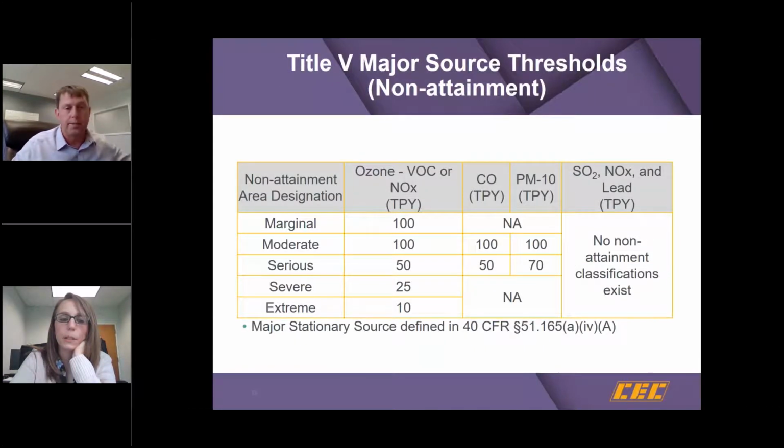And again, everyone will get these. So here's how it breaks it down depending on the non-attainment status that you have. You see how these numbers can be drastically reduced depending on what the ambient air quality indicates in that area for those pollutants.